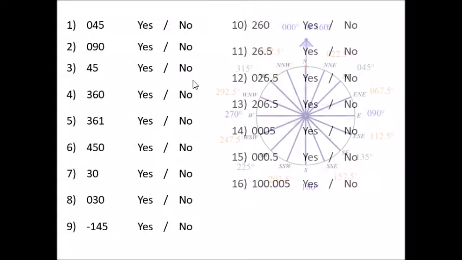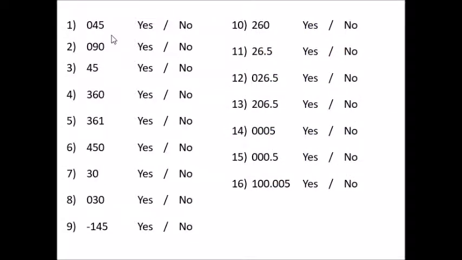So, question 1, is 045 a bearing? Well, the answer here is yes, it is. It represents towards the northeast, and it's got the hundreds, tens, and the units, therefore it is. Is 090? Yes, it is. It represents towards the east, and it has the hundreds, tens, and units. Is 45 a bearing? The answer here is no, it does not have the hundreds, therefore it cannot be a bearing. 360? The answer here is yes, because that represents towards the north.